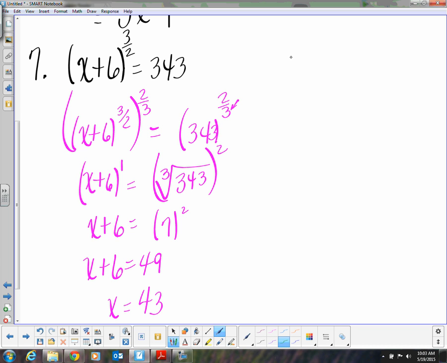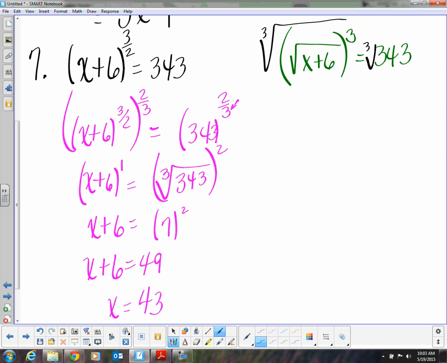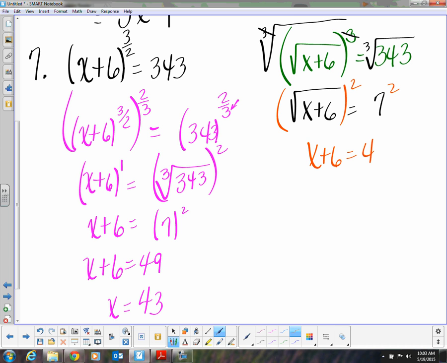Okay, so how else could you have done it? You could have looked at that and said, well, that's the square root of x plus 6, because that's what the denominator means, and the numerator means cubed. Then you ask yourself, how do you undo a cube? It's the cube root. So if I cube root this side and I cube root this side, the cube root and cube are gone, leaving you a square root of x plus 6. Cube root of this is 7. Now how do we undo a square root? So now I square this side, x plus 6 equals 49. X is equal to 43. Take your pick, whatever way you like.